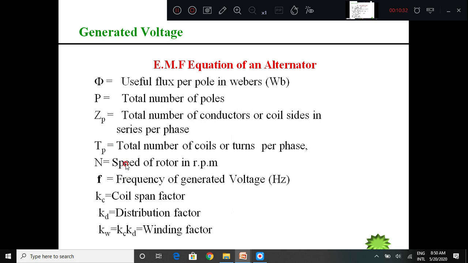N is the speed of the machine and F is the frequency of the generated voltage. Already we have established a relation. Then here three factors are there. One is called the coil span factor. What do you mean by that? I am also discussing that. Then Kd is the distribution factor. Then the product of Kc and Kd is called the winding factor Kw. These are the nomenclature we are using in the EMF equation: phi, P, Zp, Tp, N, F, Kc, Kd and Kw.